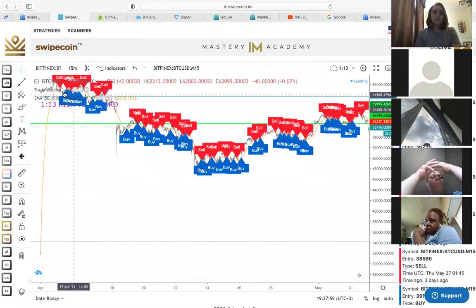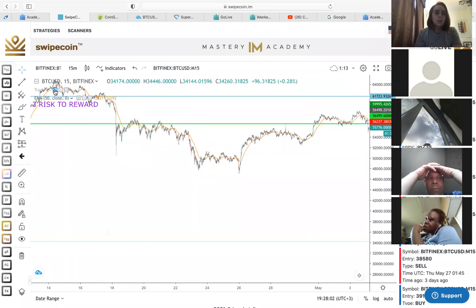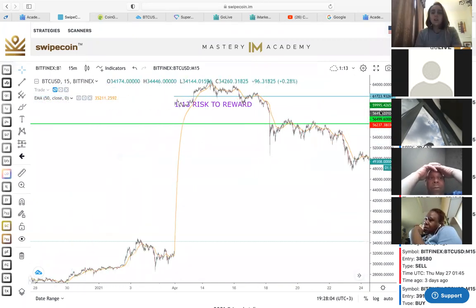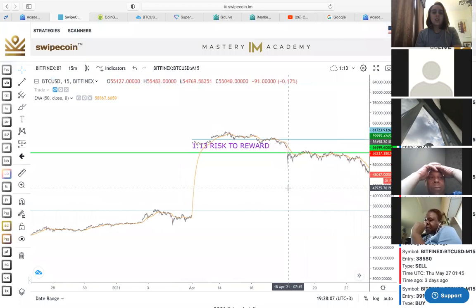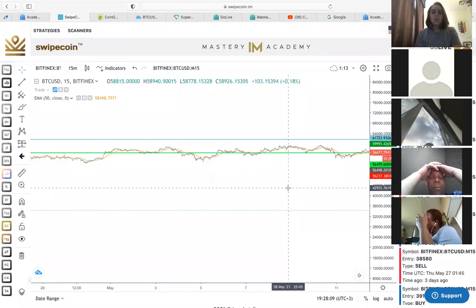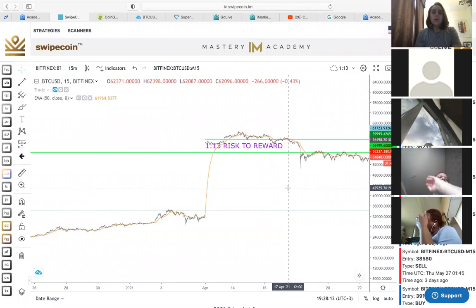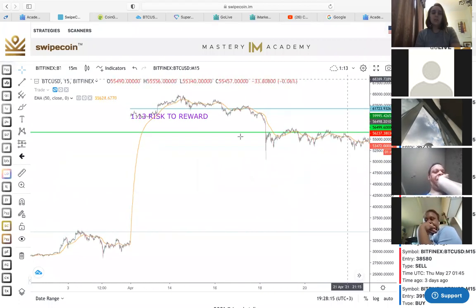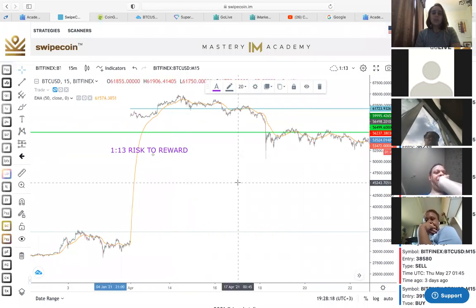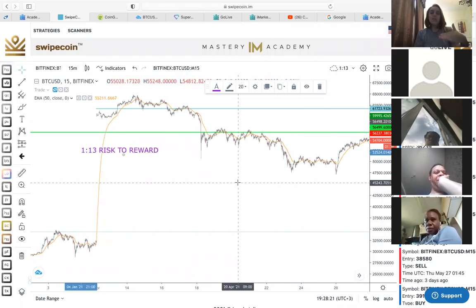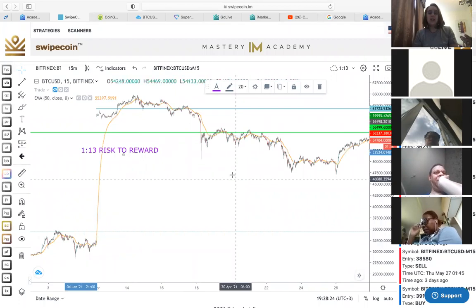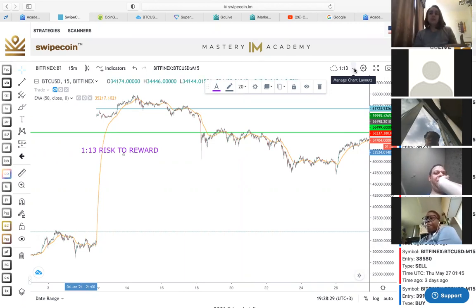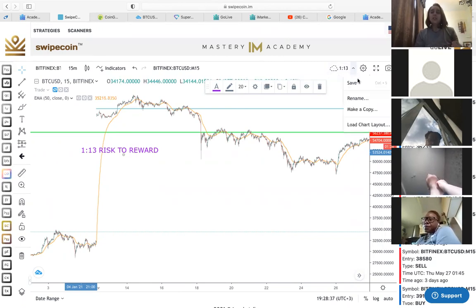Where's my trade gone? Oh, I don't know where my marking up went, but this is one of my biggest. I did a 1 to 13 on the scalper, so I risked 1 to gain 13. So for example, the one that we just did with the 250 pips, that's a 1 to 1. I'm risking 250 pips to make 250 pips. That is a 1 to 1 risk to reward.